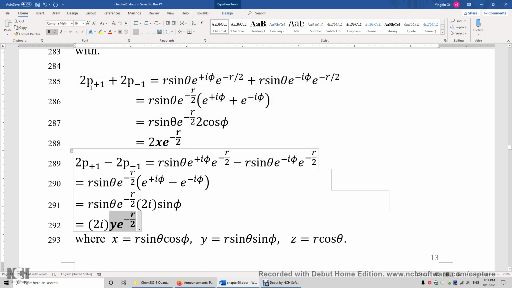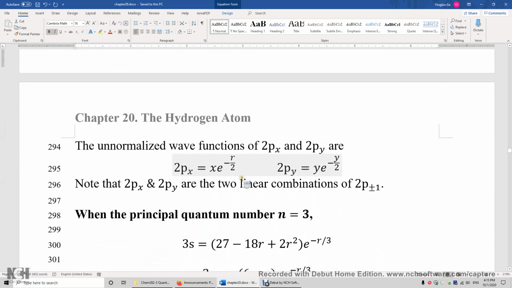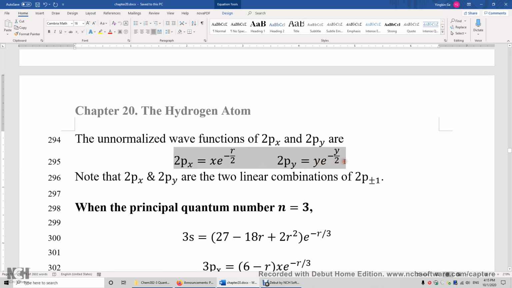But if you do a linear combination, you sum it up, you take the difference, you will be able to get 2px and 2py. Just a reminder, x is r times sine theta cosine phi, y is r times sine theta times sine phi, and z equals r times cosine theta. So again, these two are the unnormalized wave functions of 2px and 2py. They are two linear combinations of 2p plus and minus 1. Plus 1, minus 1 are the values of m sub l.